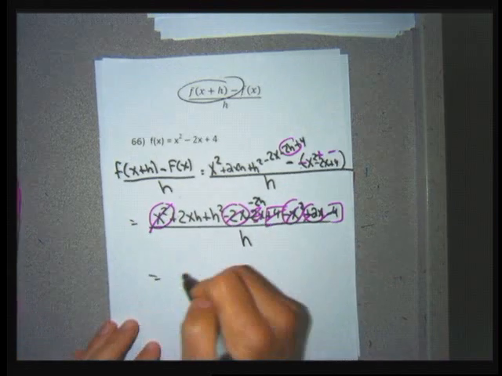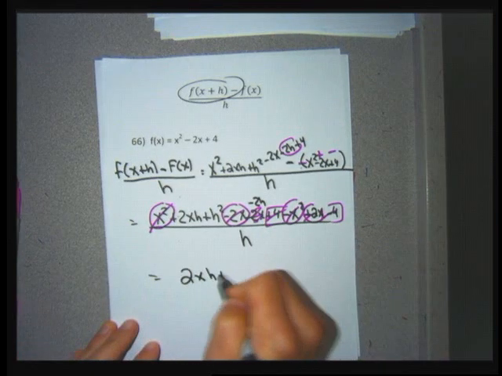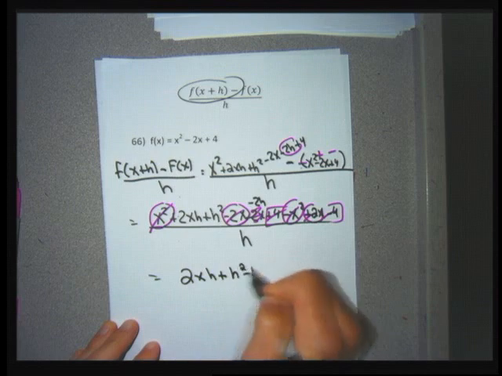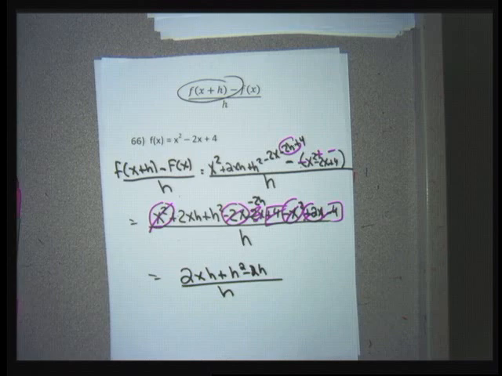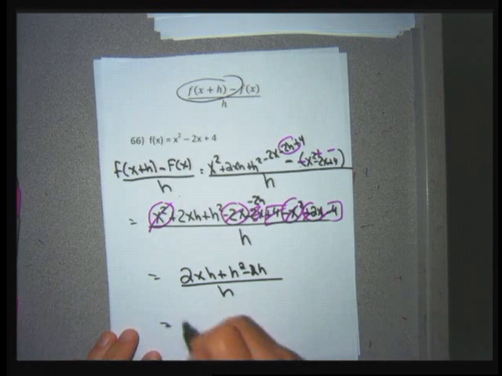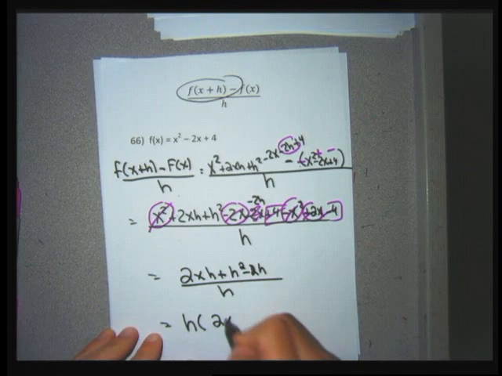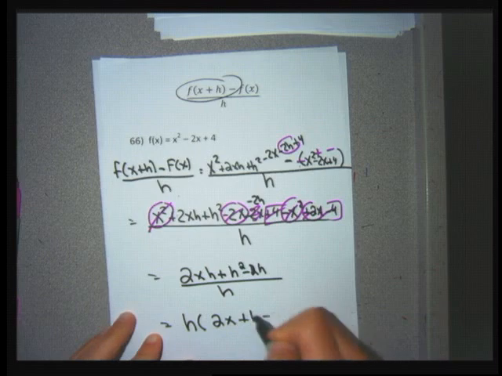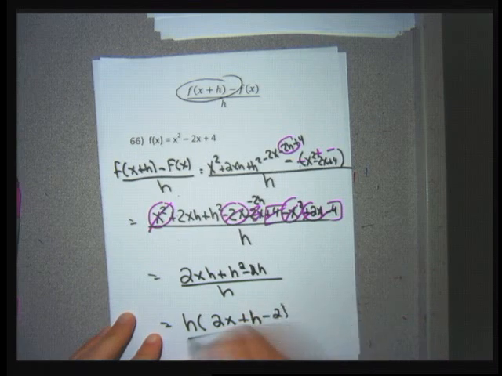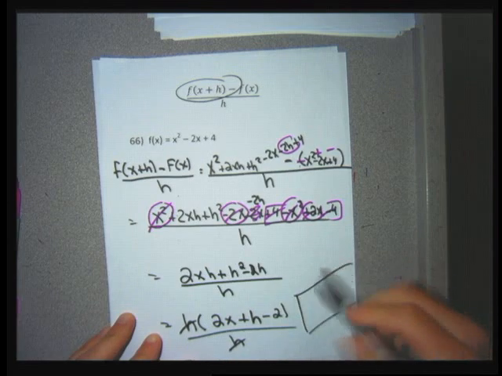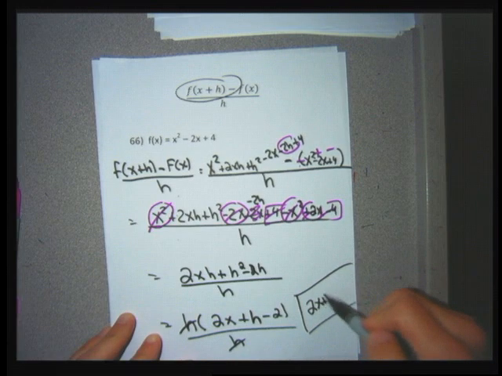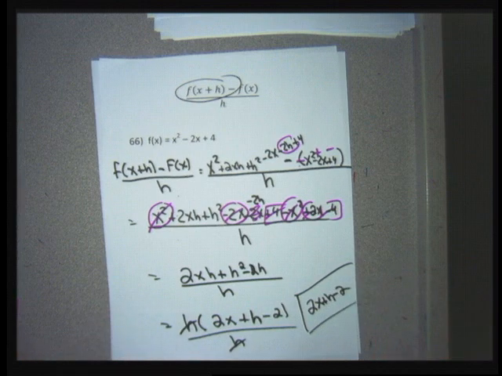So what hasn't canceled in the numerator, just like all the problems, are the pieces with the h's. I get 2xh plus h squared minus 2h over h. I'm going to factor out an h and get h times 2x plus h minus 2 over h. I'm going to cancel my h's, and my answer to this problem, the difference quotient, is going to be 2x plus h minus 2. Those are tough. The difference quotient problems are really tedious.